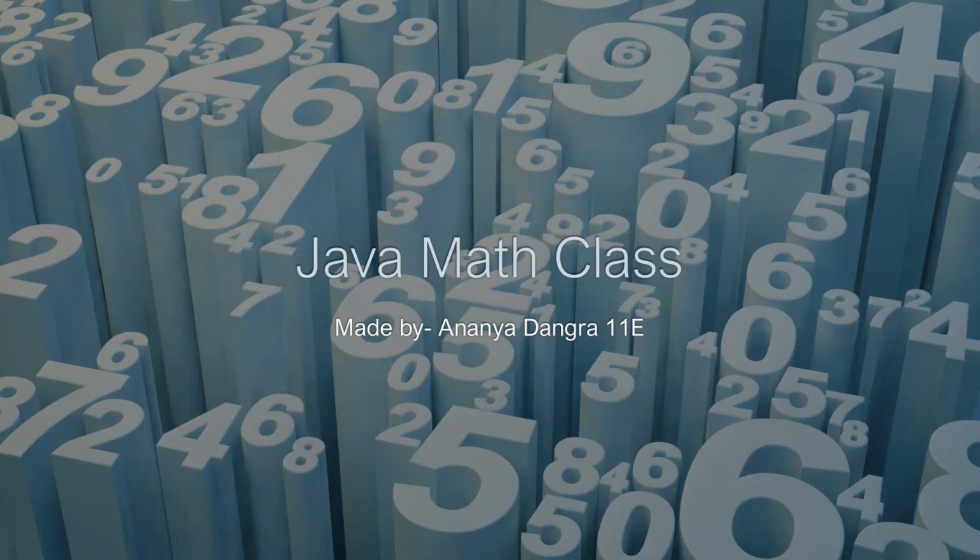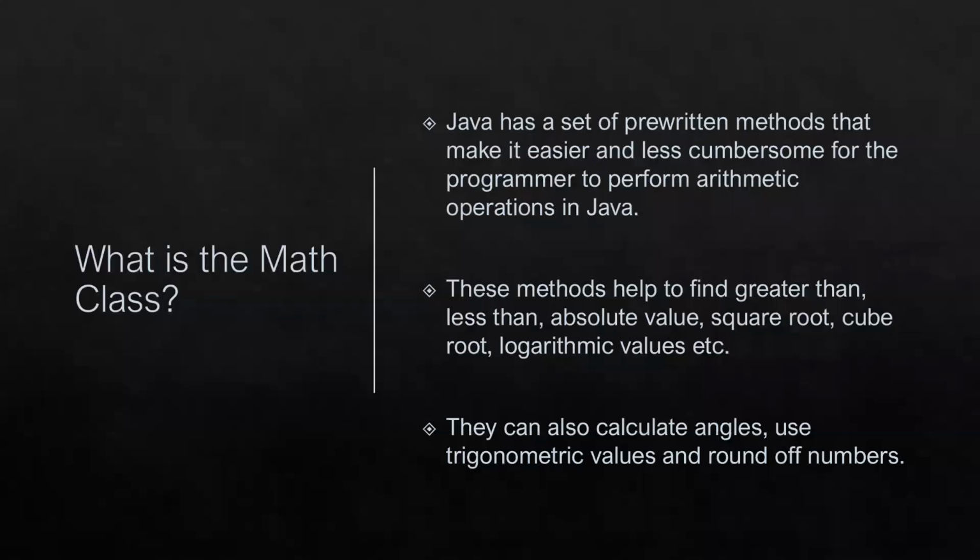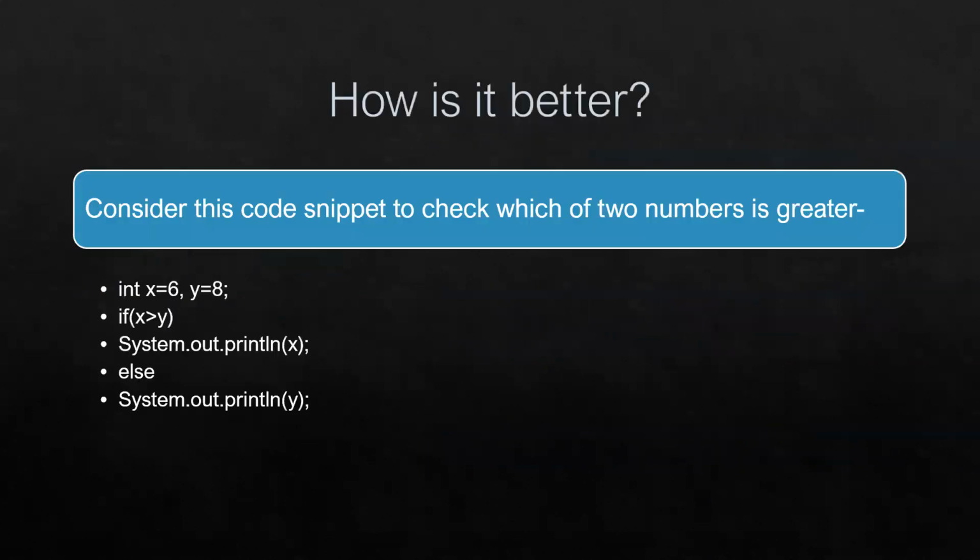Today we're going to be talking about the Java Math class. So what is the Math class? Well, the Math class is a set of pre-written methods in Java which make it easier and less cumbersome for a programmer to perform arithmetic and mathematical operations in Java. These methods can do a number of things. They can help to find values greater than, lesser than, square roots, cube roots, absolute value, angles, and trigonometric values, etc., etc.